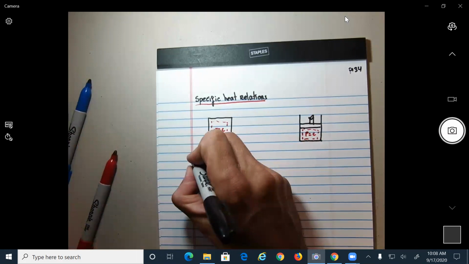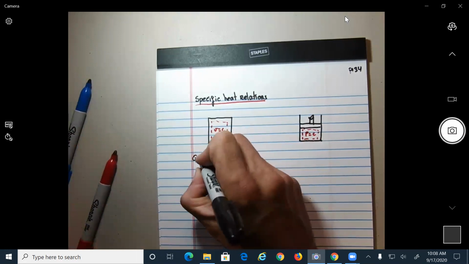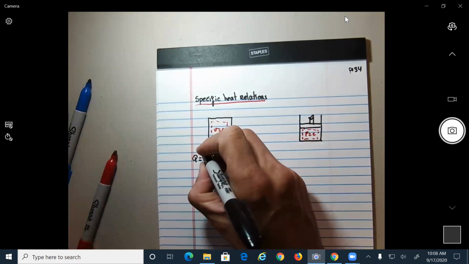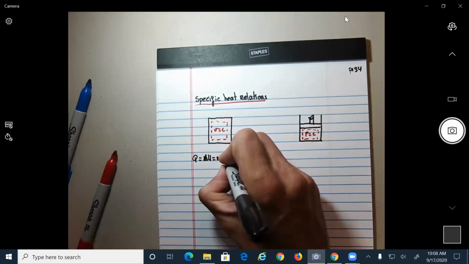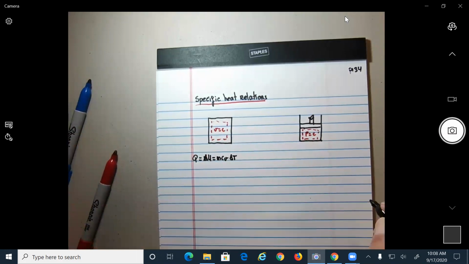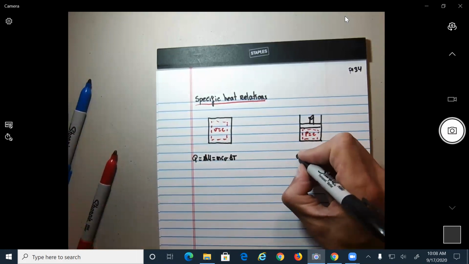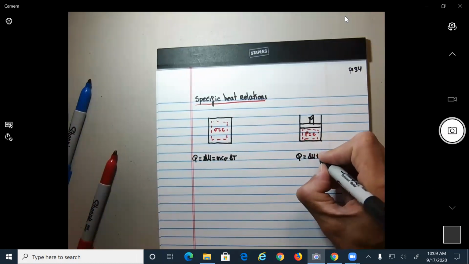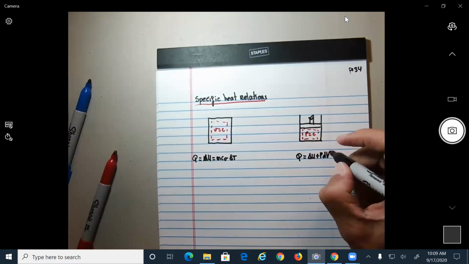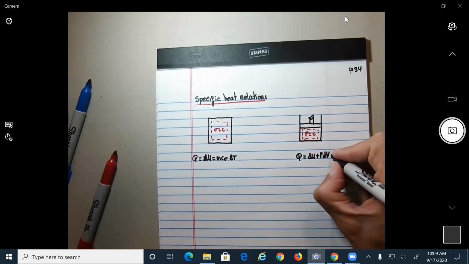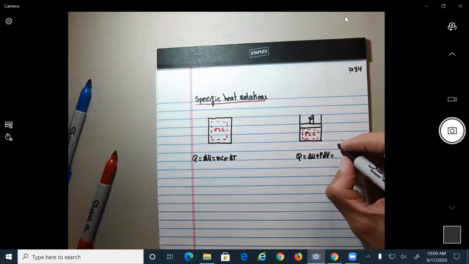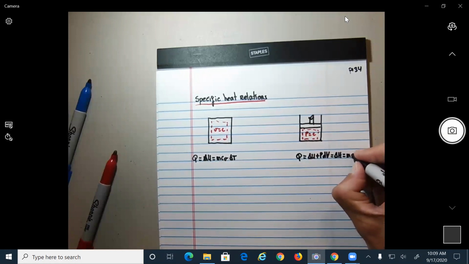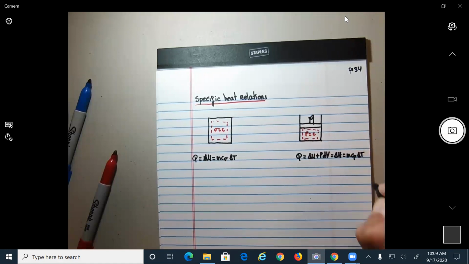In this one, we say that Q was equal to change in internal energy and equal to m c sub v delta T. Okay? In this case, we say that Q was equal to change in internal energy plus P dV, and that this was equal to the change in enthalpy and equal to m c sub p delta T.